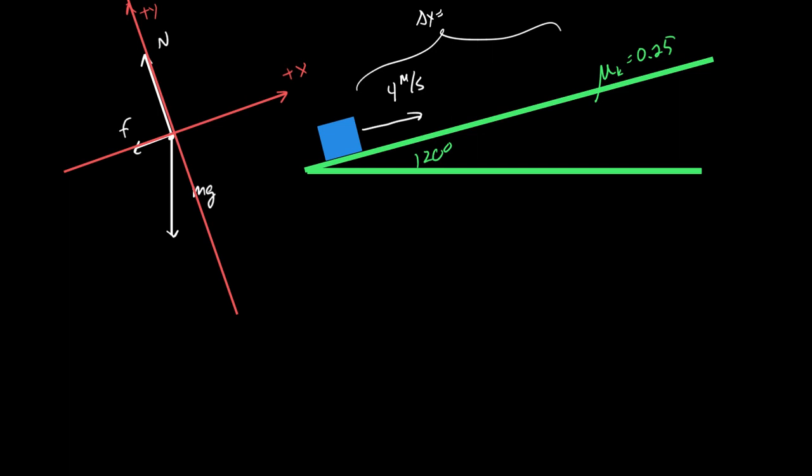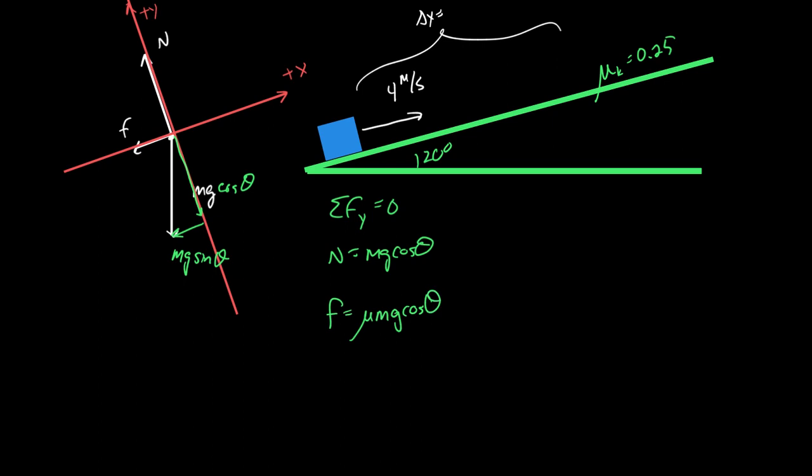All righty. Is this what you did so far? So did you then go the next mile and break this up into its components? All of this the same so far, right? Haven't changed a thing. So do you have mg sine theta here and mg cosine theta here? All right, so net force in the y direction equals 0, so normal equals mg cosine theta. All good? And that means, of course, that friction has to be equal to mu mg cosine theta. Still good?